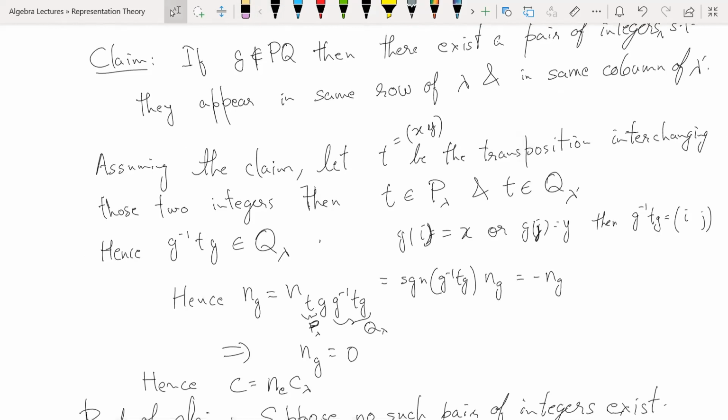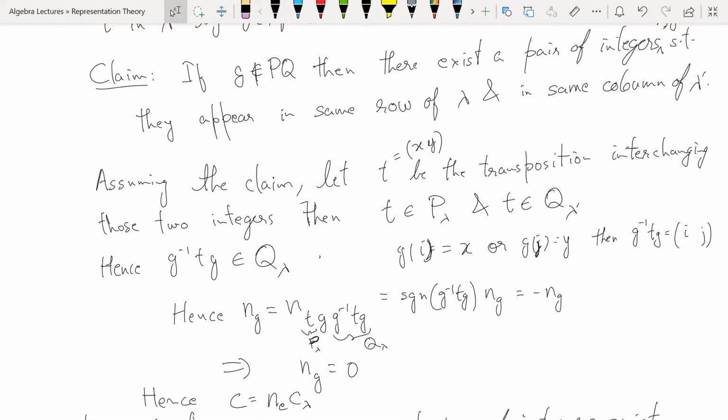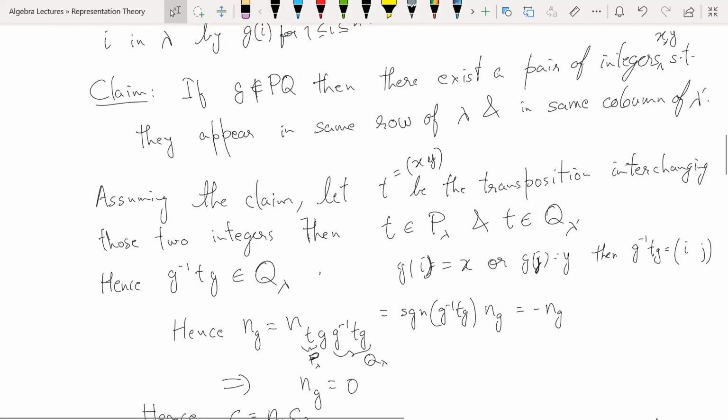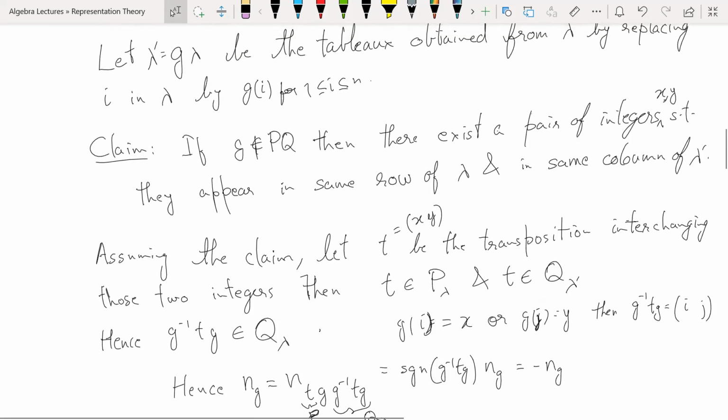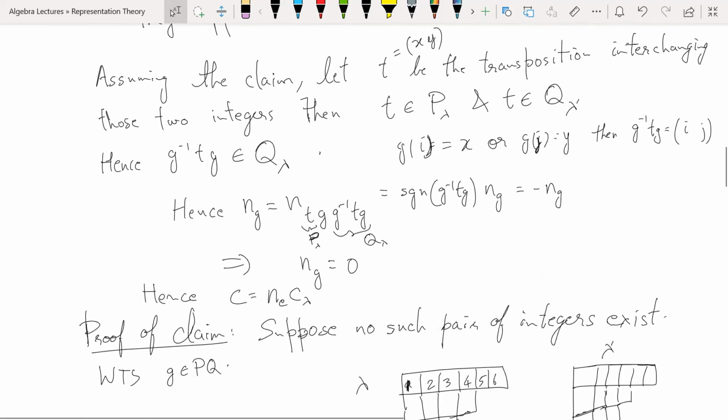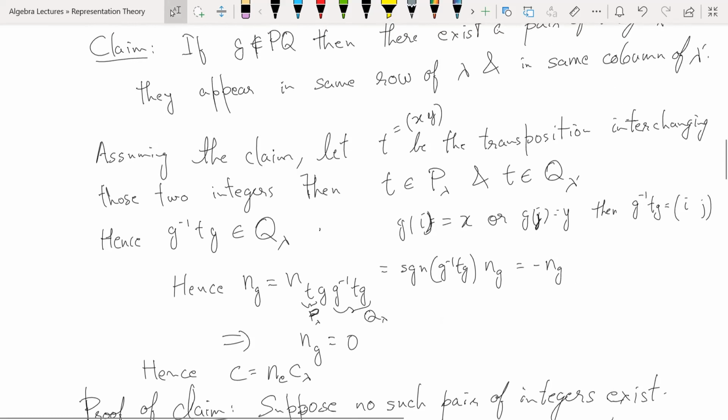So all we have to do is prove that if g does not belong to PQ, then there exists a pair of integers xy such that they appear in the same row of lambda and the same column of lambda prime, where lambda prime was this tableau we obtained by modifying the entries of lambda by g, the permutation g of S. Okay, any questions so far?